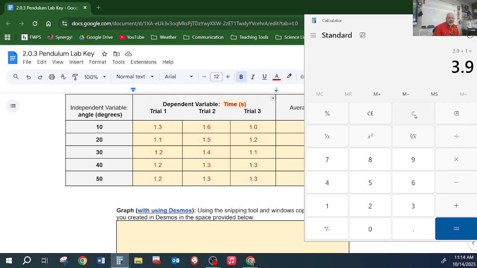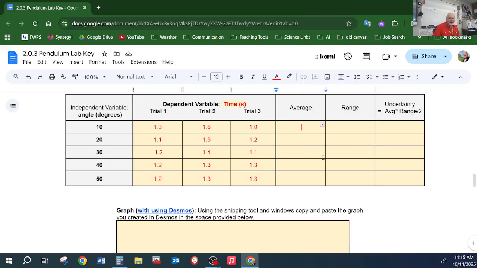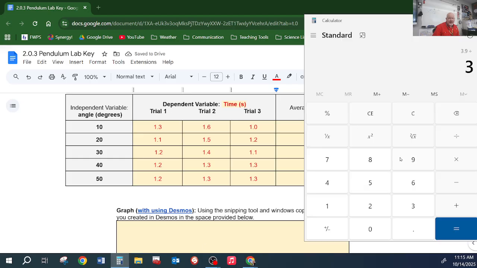So 1.3 plus 1.6 plus 1. Oops, I messed up. 1.3 plus 1.6 plus 1 equals, and that comes to 3.9. Now, if you put 3.9 in average, that's not your average. You've got to take 3.9, divide that by 3, and that comes to 3. Oop, that is not what that comes to. That is the wrong answer. Well, let's go back and see, what did I press wrong?